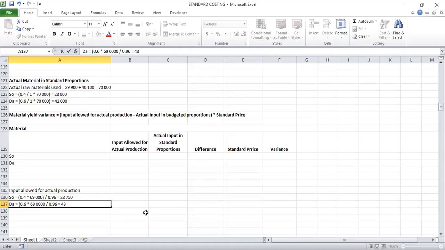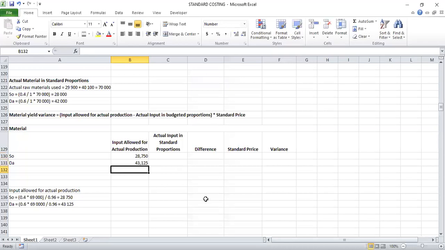$43,125. Right. So that means this is 28,750 and 43,125. So these were the inputs that they were supposed to use in the production process after taking into account the normal loss.